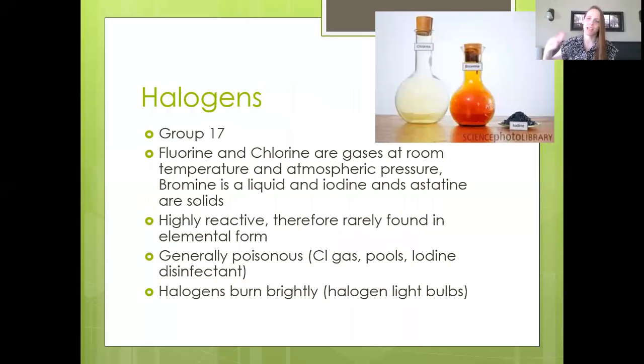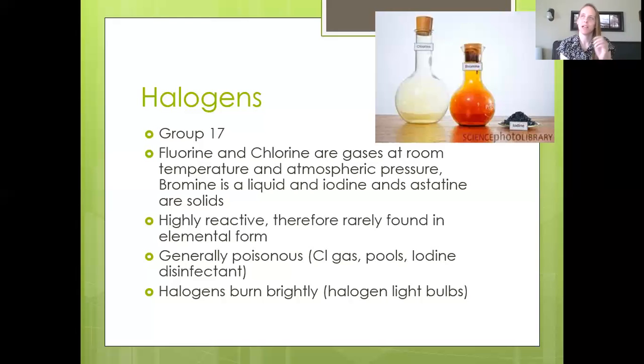Then we're going to go to the other side of the periodic table to group 17, which is the halogens. In this group, fluorine and chlorine are both gases at room temperature. Bromine is the one that is liquid. And iodine and astatine are both solids at room temperature. These are also highly reactive and rarely found just by themselves as a single atom. They do tend to react with themselves.